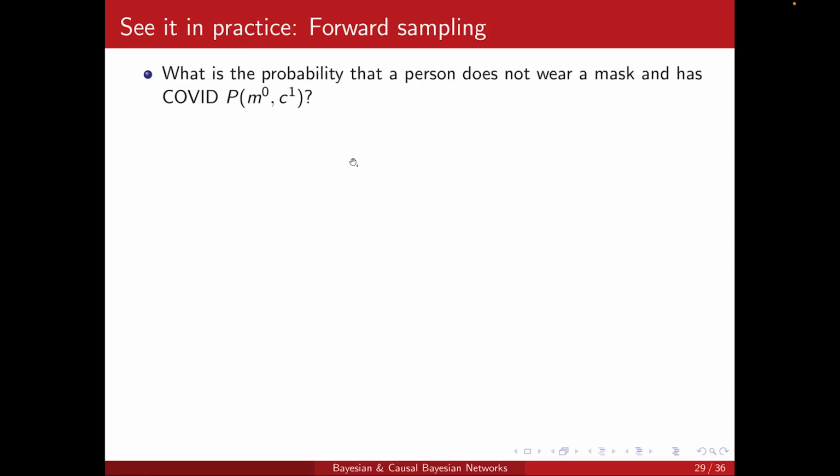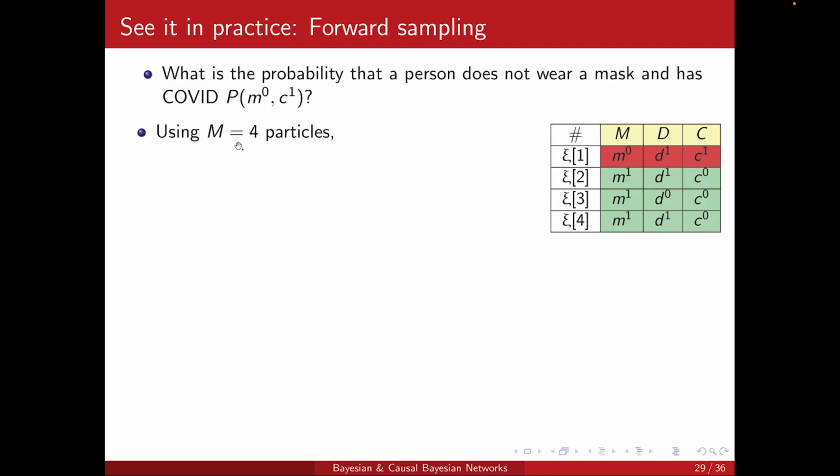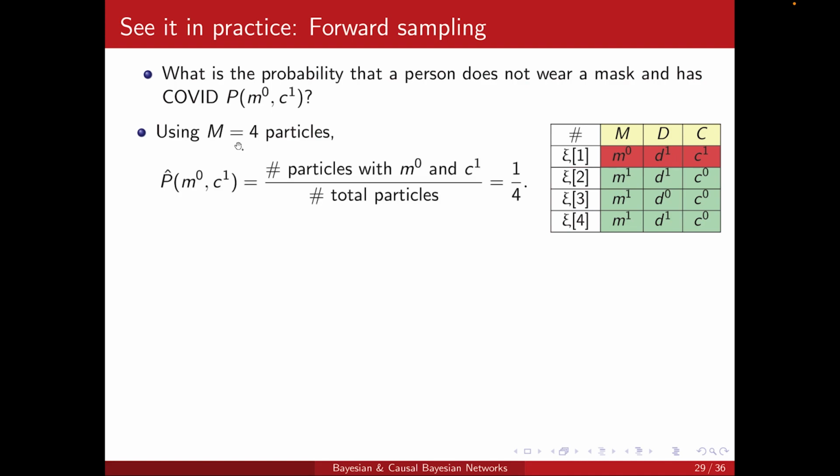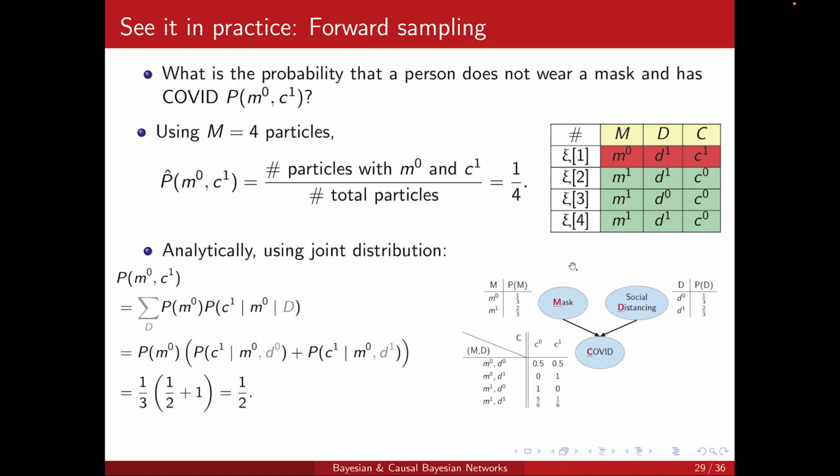Okay, let's see it in practice again. We talked about the probability of M0 C1, and using 4 particles, we saw that the probability will be 1 over 4. Now, analytically, back to the exact inference, and using the joint distribution, we can see that this probability is quite different. It's 1 over 2. Just by p of m0, p of c1 conditioned on m0 and d, and marginalizing over d, we will get this value.